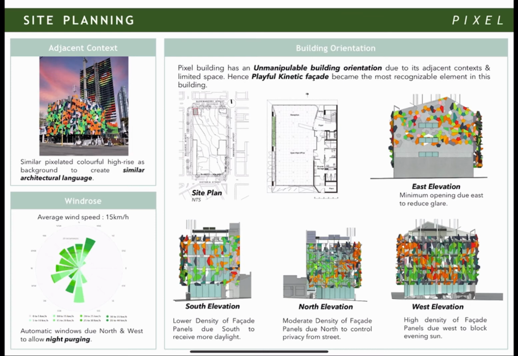Hence, the playful kinetic facade becomes the most recognizable element in this building. It has minimal opening due east to reduce glare, low density of facade panels due south to receive more daylight, moderate density due north to control privacy from the street, and high density due west to block the evening sun.